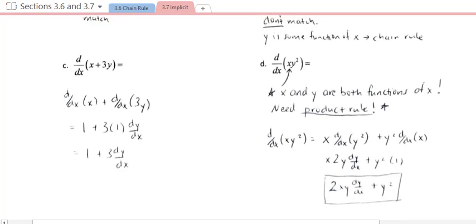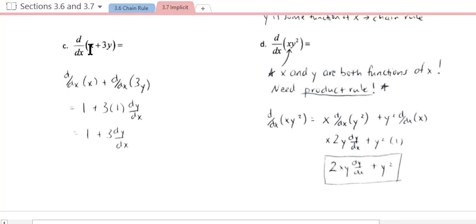In part C, you'll see we have a combination. We have one term that's just x's, so we take its derivative like normal. The derivative of x is 1. And then the other term has a y in it.